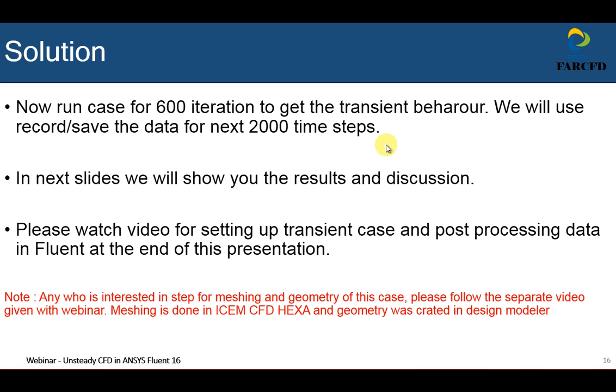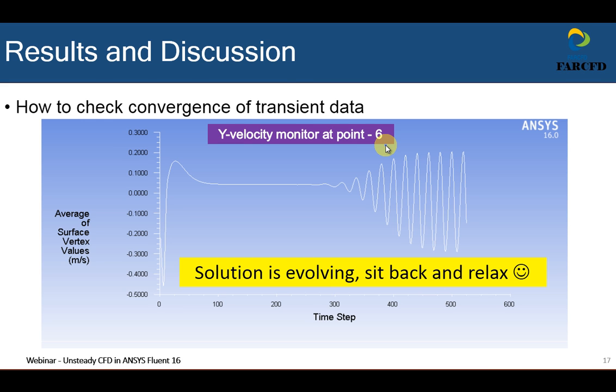For steady-state cases, convergence is achieved when solution residuals are decreased by 3 to 4 orders of magnitude and show monotonic behavior. In addition to that, a solution monitor, such as for velocity or any other important parameter of interest, attains a constant value and does not change from iteration to iteration.